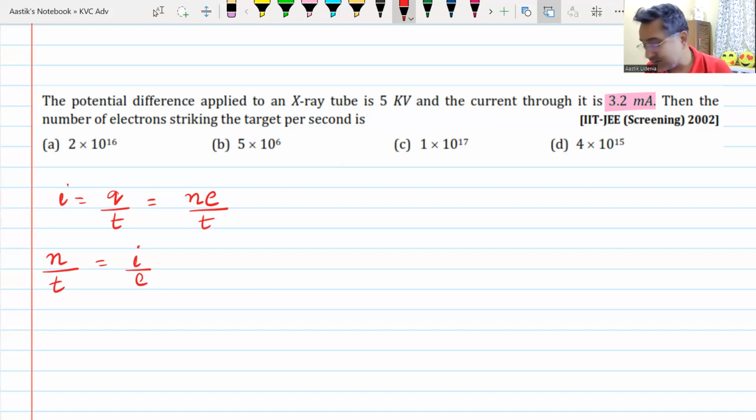So what is the final answer? Final answer is option A. 2 into 10 raised to the power 16 electrons are striking per unit time, or per second. This question was simple, and this is how questions are framed in JEE. Do we understand this?